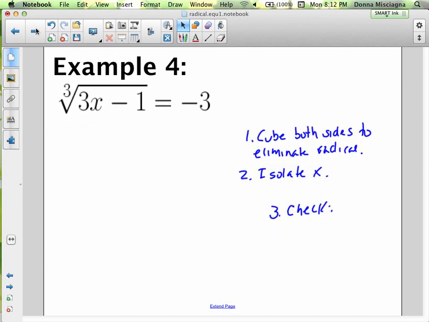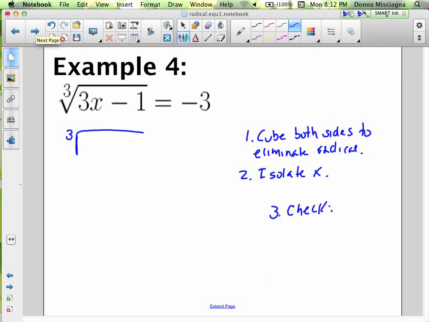All right, so now we have the cube root of 3x minus 1 equals negative 3. So we're going to cube both sides. So we're going to cube the cube root of 3x minus 1, and we'll cube negative 3. Cube and cube root cancel, so this is 3x minus 1. Negative 3 times negative 3 times negative 3, that's going to be negative 27. Be good to start learning some of these.